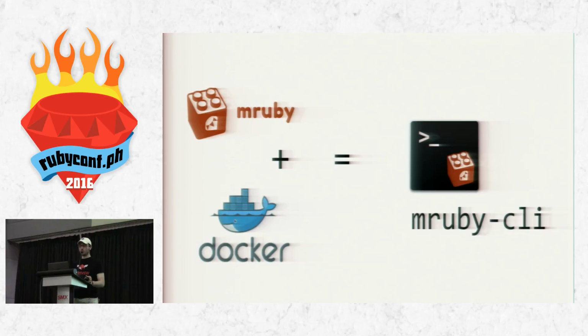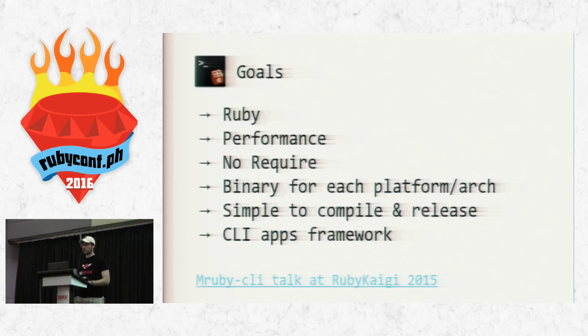Here comes mruby-CLI. mruby-CLI is a framework to build CLI applications that you can deploy on any platform and architecture thanks to Docker. The goals of mruby-CLI are to write CLI applications with Ruby, to get good performance, to not rely on require, to have a binary for each platform and architecture, and to be simple to compile and release. To summarize, it's a framework to build CLI applications, such as Rails is a framework to build web applications.